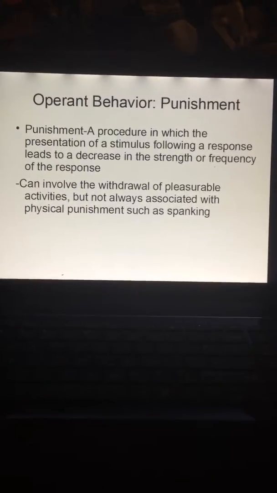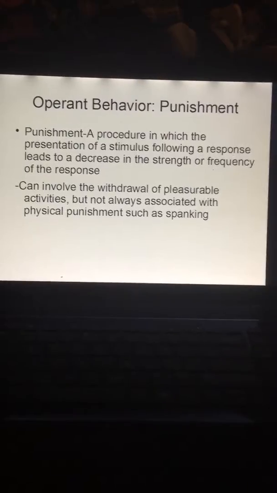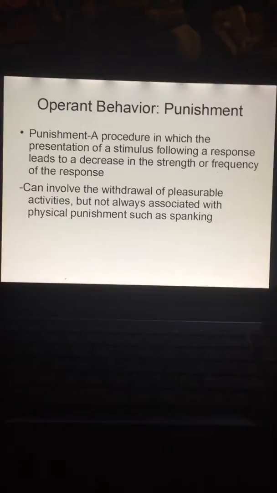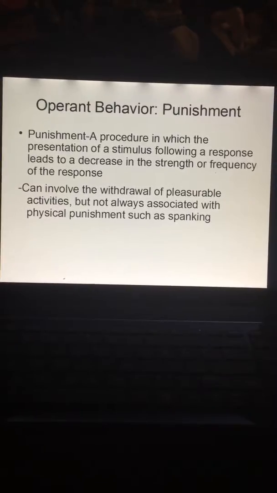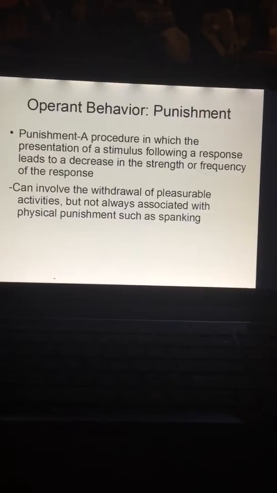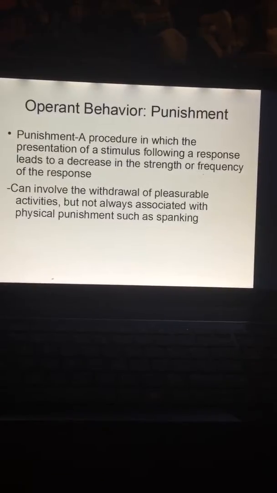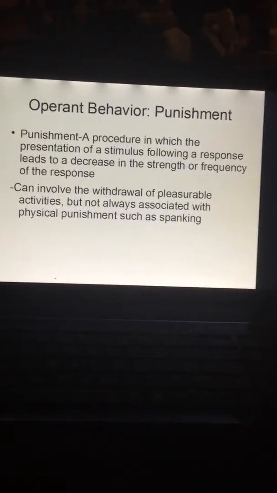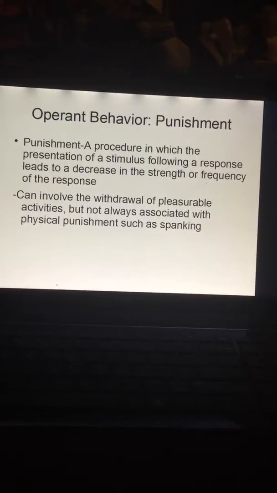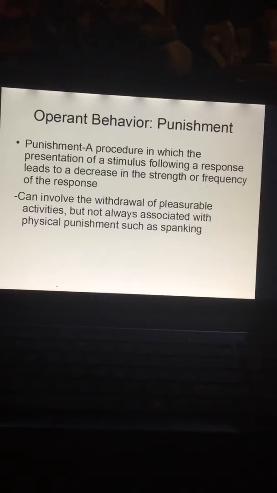Punishment is a little different. There's both positive punishment and negative punishment. Now, the idea of punishment is you want to suppress a behavior. You want to prevent a behavior from happening again. This is when the presentation of a stimulus following a response leads to a decrease in the frequency of a response.